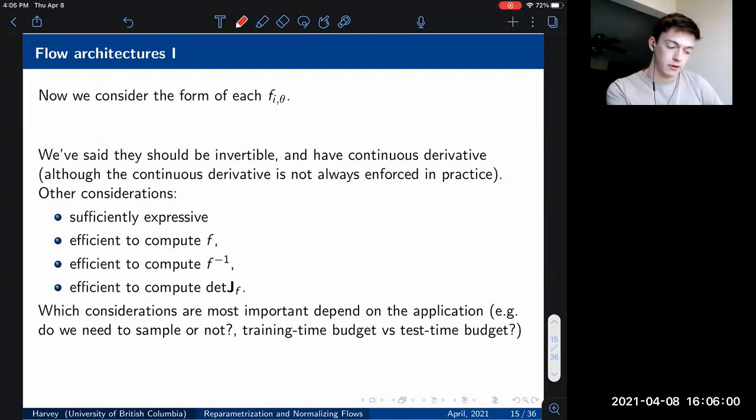If we do want to sample, we probably want it to be efficient to compute f in the forward direction. If we don't want to sample, then we won't care about that. And also, both computing f inverse and the determinant are likely used for training, for maximizing log probability. So whether or not we want them to be efficient might depend on how much budget we have for training this thing. And so essentially there are various considerations, and we're going to look at various different architectures that each satisfy some of these.